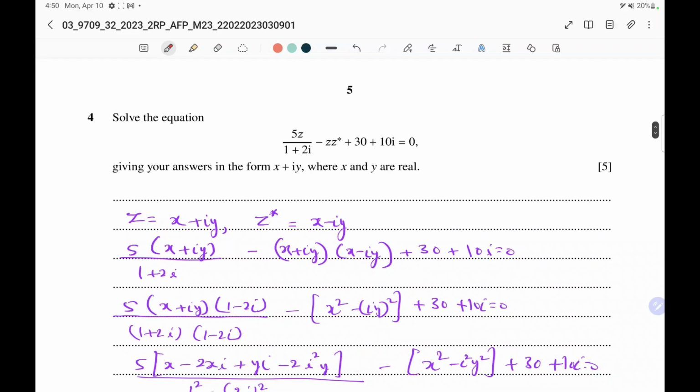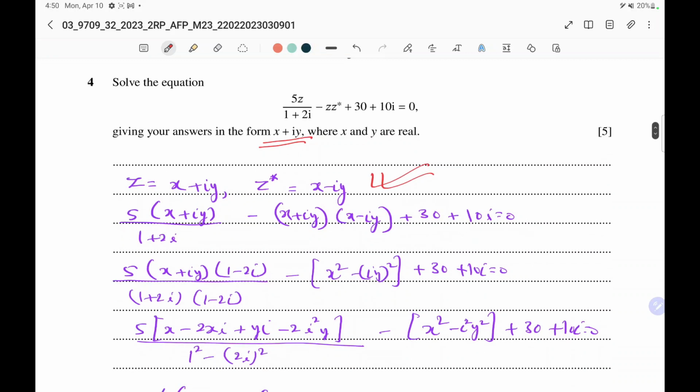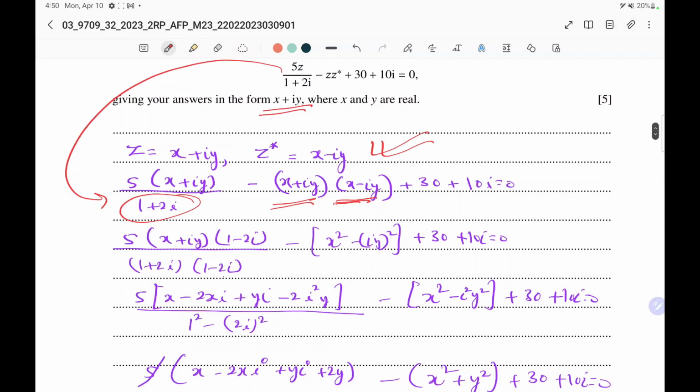Now solve the equation. So 5z over 1 plus 2i, with z and z star, that is the conjugate of z. So if z is x plus iy, the conjugate is x minus iy. Just put z and z star over here. The important point is this one should be rationalized. So 1 plus 2i will be multiplied by 1 minus 2i over 1 minus 2i, and z times z star. So this is your z, this is your z star. I'm substituting here, guys. And this is 30 and this is 10i equals 0.